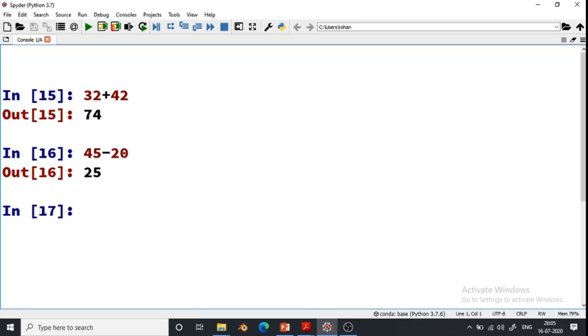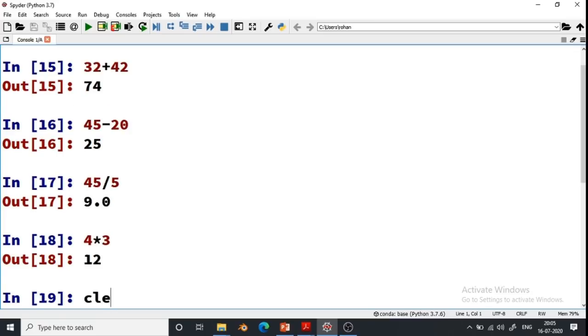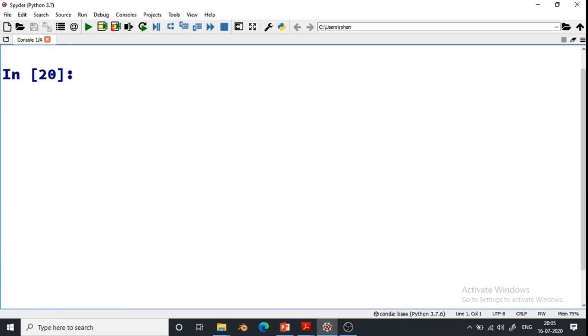For division, we have the symbol forward slash. So if you want to divide 45 by 5, we'll write 45 divided by 5 and that should give you the answer 9. Similarly, for multiplication, we have a single asterisk. So we can have 4 multiplied by 3, that should give us 12. For power, we have a double asterisk symbol. So 3 double asterisk 2 means 3 raised to 2, which should give us the answer 9.